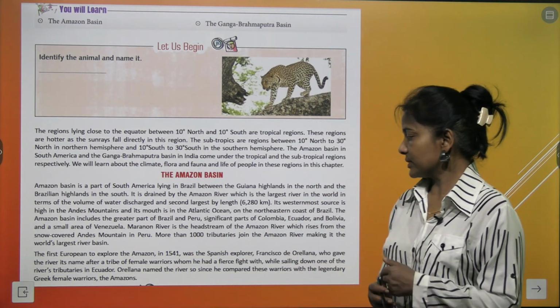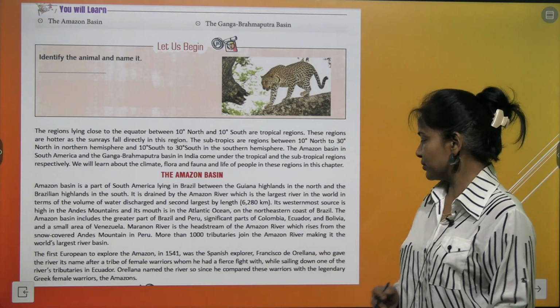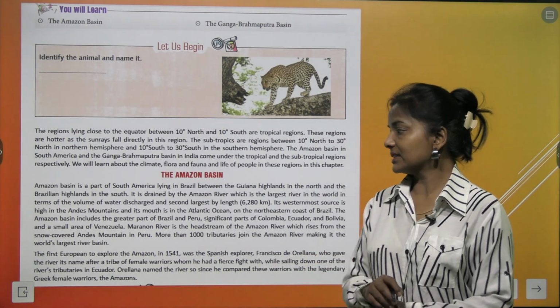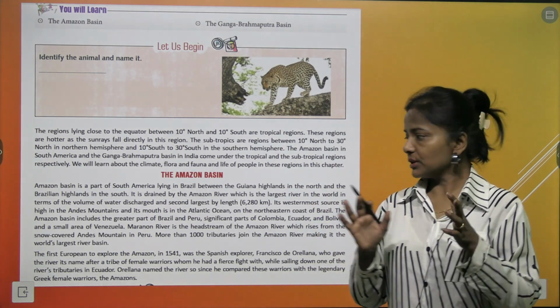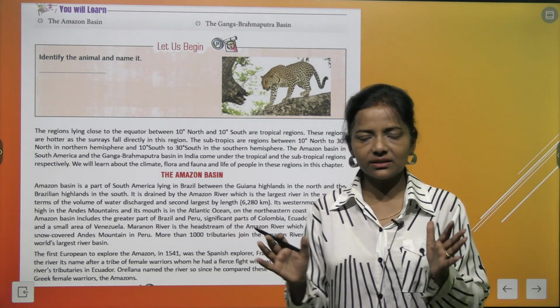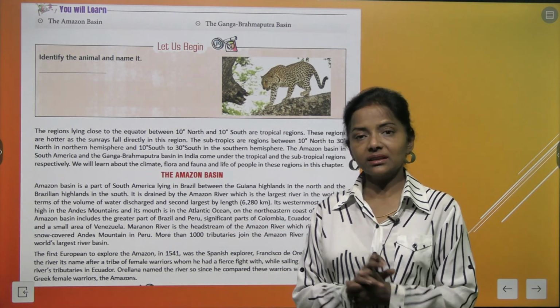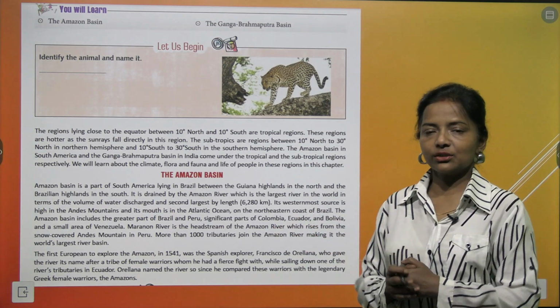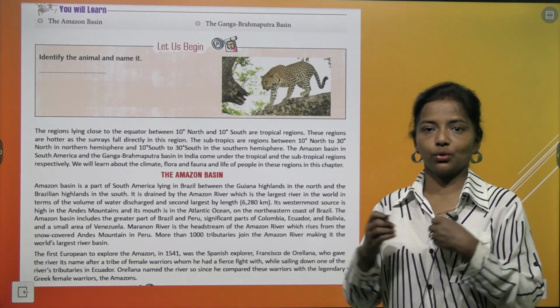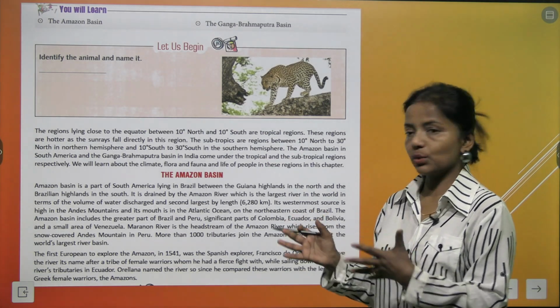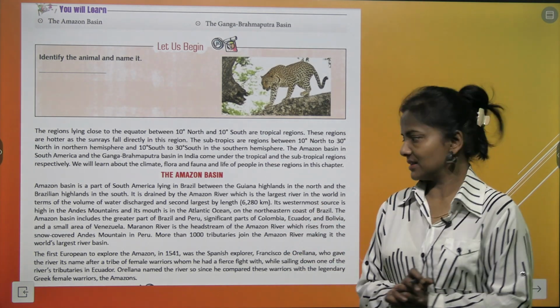More than 1,000 tributaries join the Amazon River, making it the world's largest river basin. और ये जो largest river basin है Amazon basin, ये क्यों है इतना largest? क्योंकि बहुत सारी more than 1000 tributaries इसको join करती हैं. That's why it is the world's largest river basin.